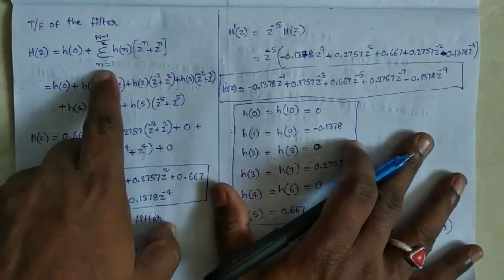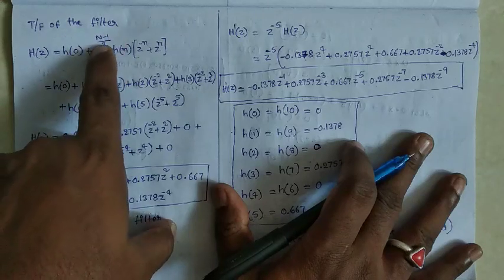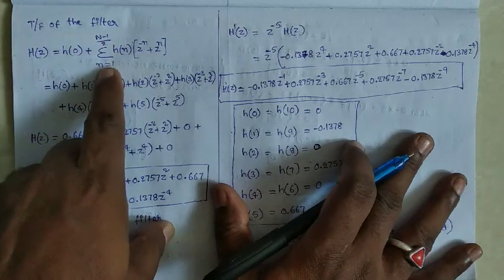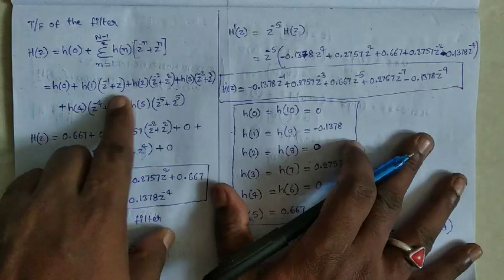Here we are expanding this for n = 1 to (N-1)/2. Actually the capital N value is 11, so (11-1)/2 means 5. Here n is equal to 1 to 5, and we are expanding it for n = 1 to 5.